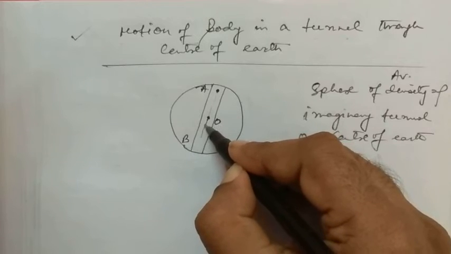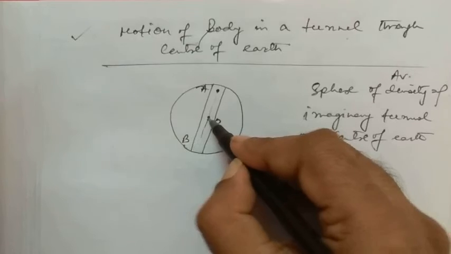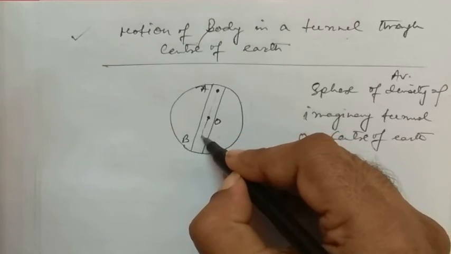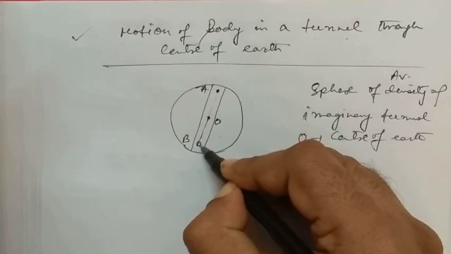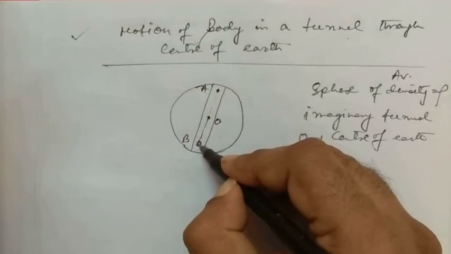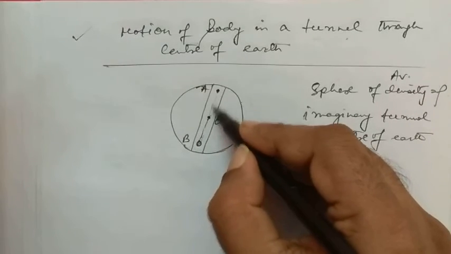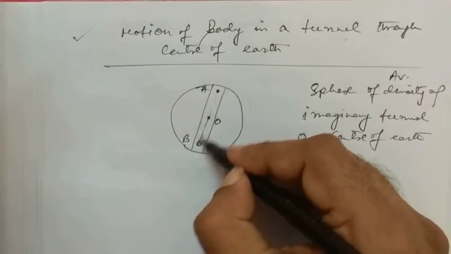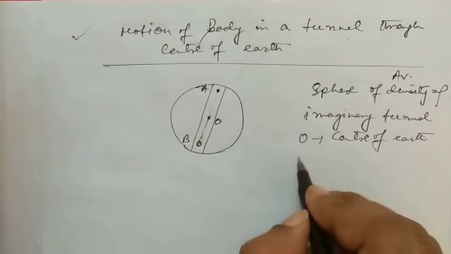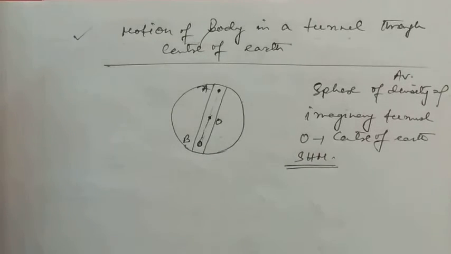But when the body is moving outwards, the force of attraction by the center of the earth will be acting on the body at the same time. So the body will slowly start to retard and stop at some point here. Again, the body will be moving downwards towards the center O and retracing its motion time and again. So this will be a kind of SHM, or rather an ASHM.